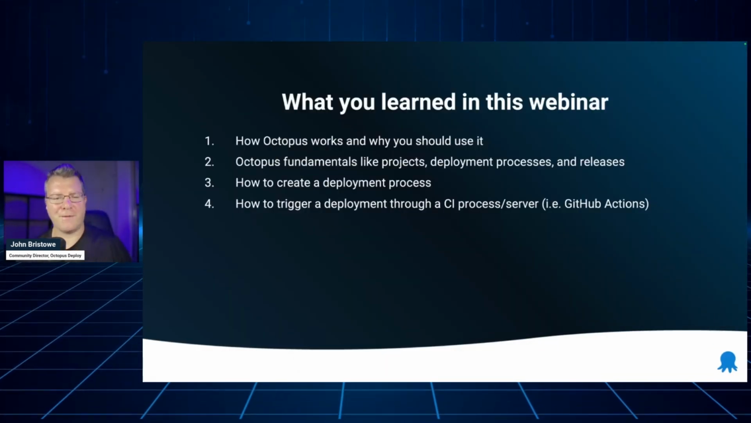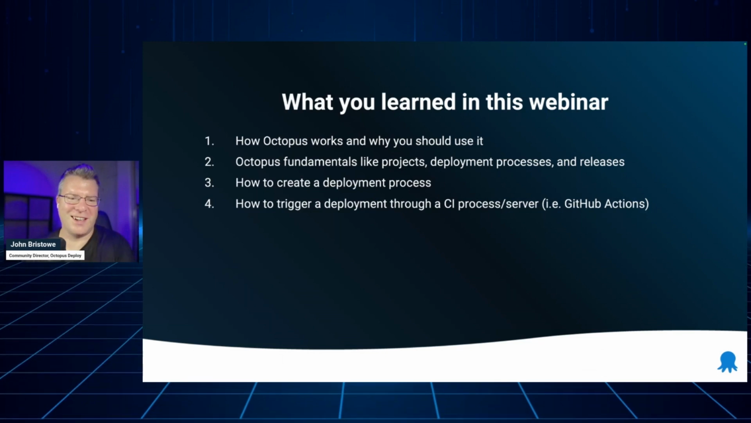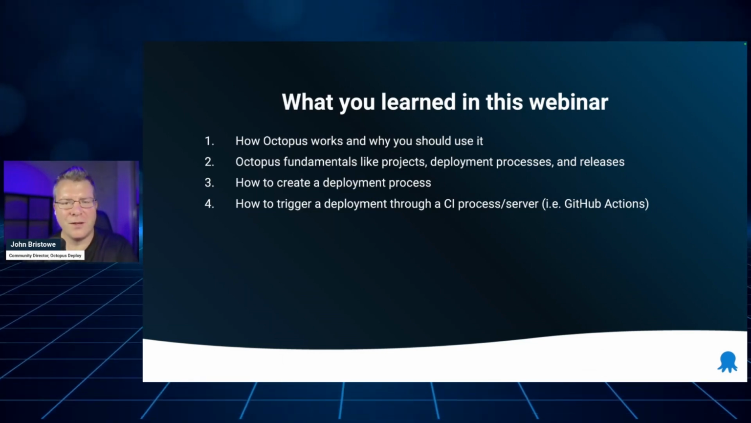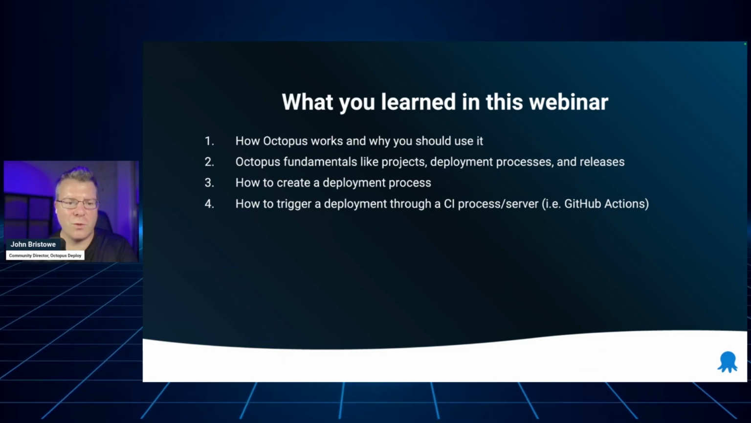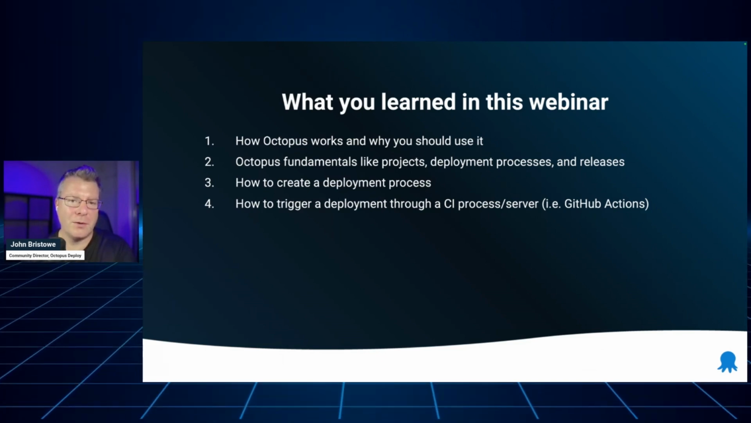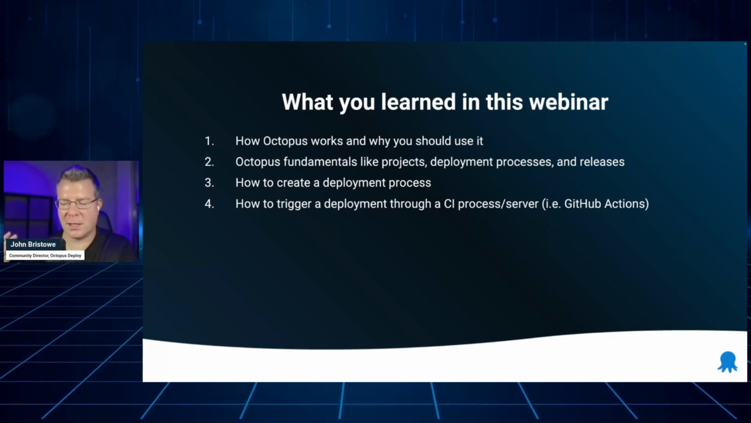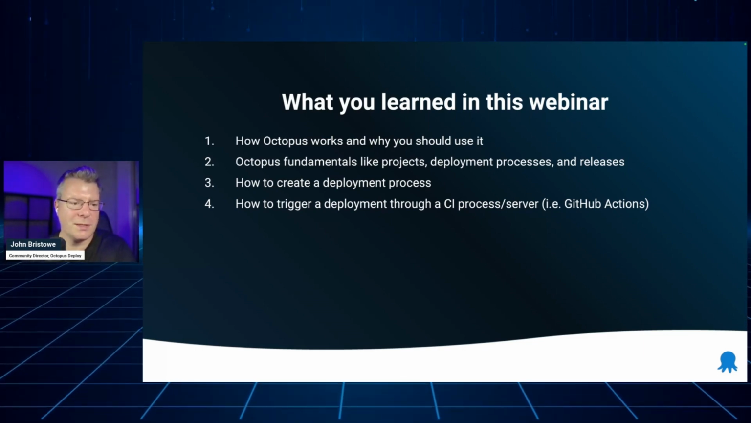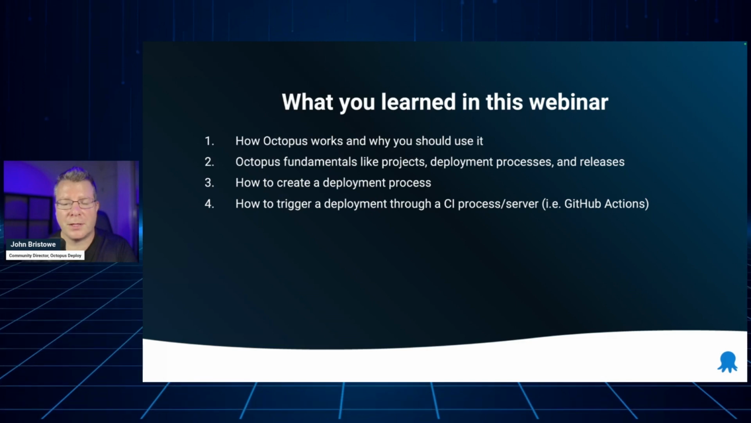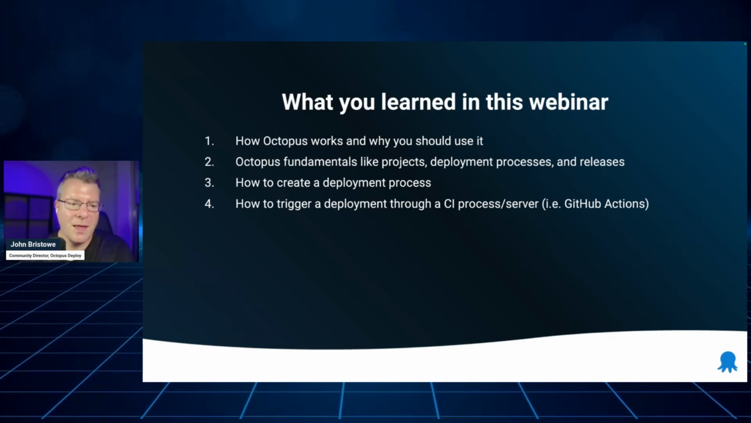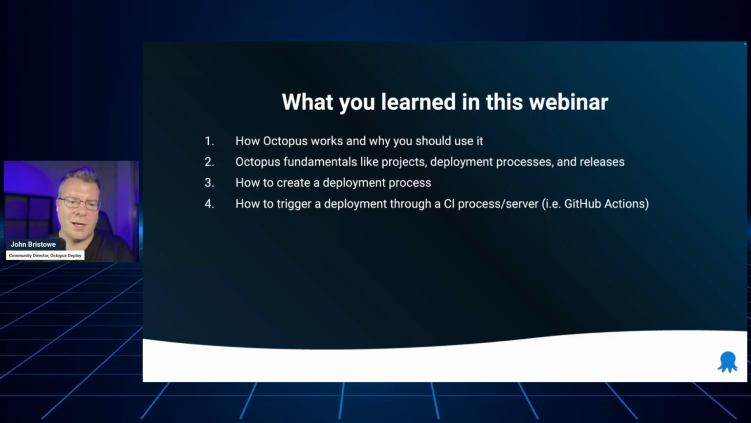So that's a very, very high level, very quick look at what is Octopus Deploy in this webinar. You've learned a little bit about how it works and why you should use it. We've talked about some of the fundamental tenets of Octopus, namely things like projects, deployment processes, and releases. I've shown you how to create a deployment process from scratch and how to execute it as part of creating a release and then deploying it to an environment, and then how to trigger those through a CI process such as GitHub Actions.